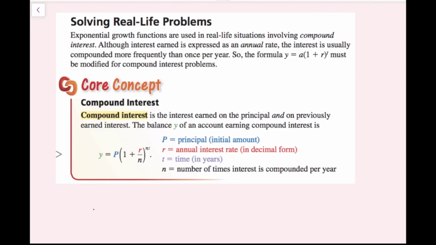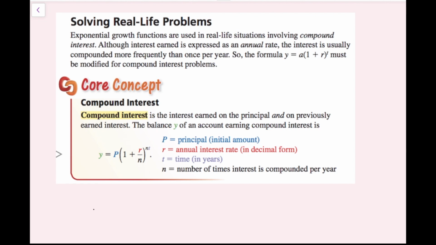Exponential growth functions are used in real-life situations involving compound interest. Although interest earned is expressed as an annual rate, the interest is usually compounded more frequently than once per year. So the formula y equals a times (1 plus r) to the power of t must be modified for compound interest problems. Compound interest is the interest earned on the principal and on previously earned interest.